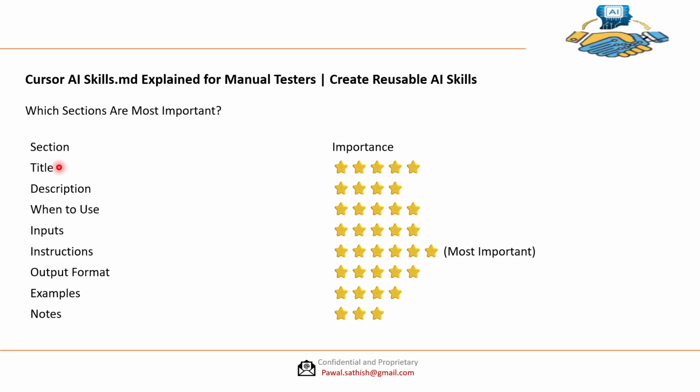Now if you see here, the title is very important. The description I mentioned is also important, since whenever we are using the skills, using the description only, the user or other people will understand what the skill is talking about. Then we also need to mention when to use it, the inputs, the output format, and the example.